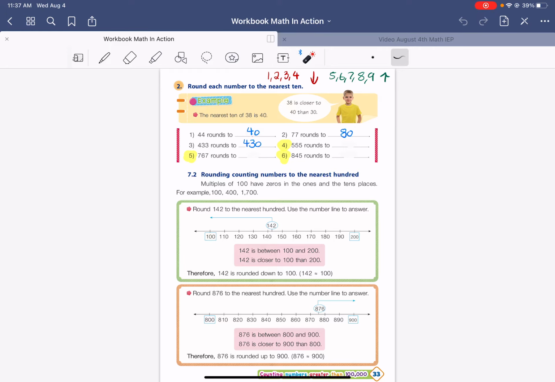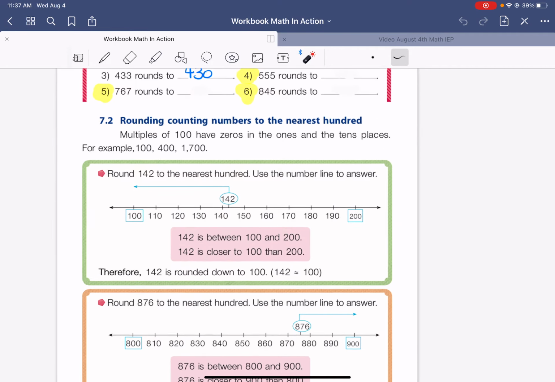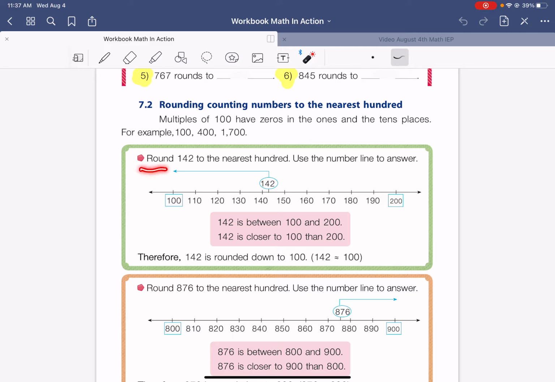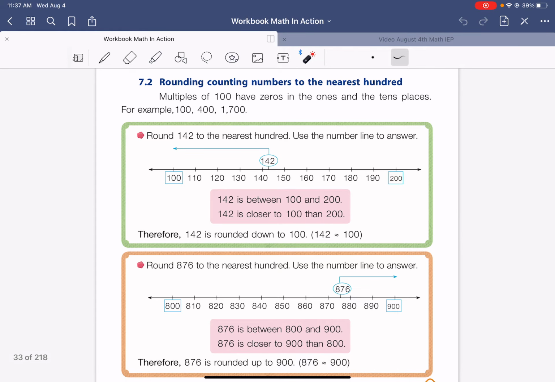So, here we can take a look. Round 142 to the nearest 100. Use the number line to answer. 142 is between 100 and 200. 142 is closer to 100 than 200. Okay, so we're going to round down instead of up. We're going to round down because this side is closer.